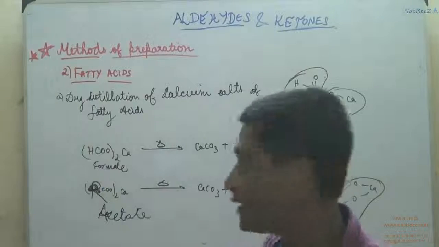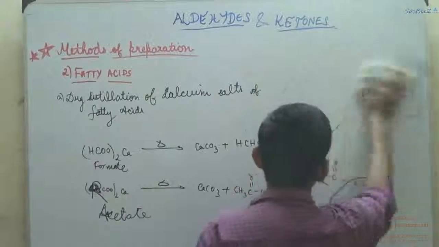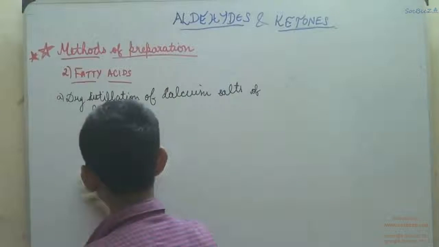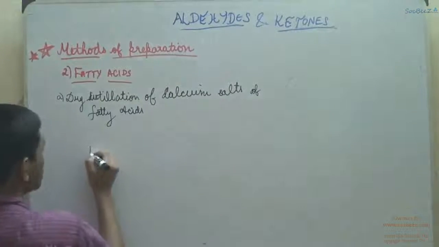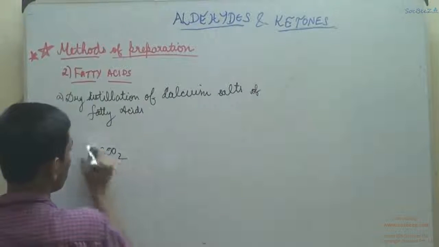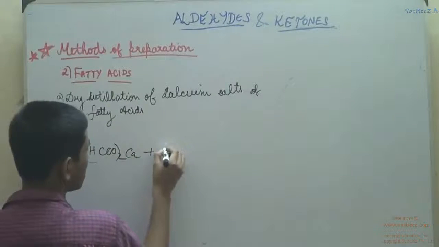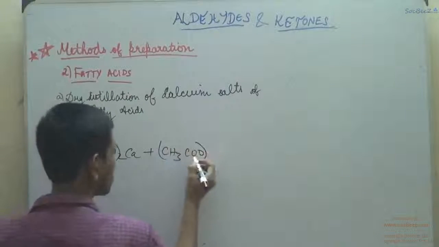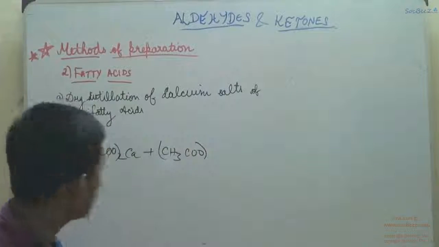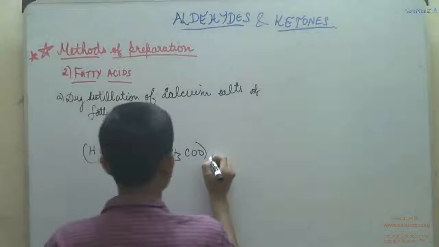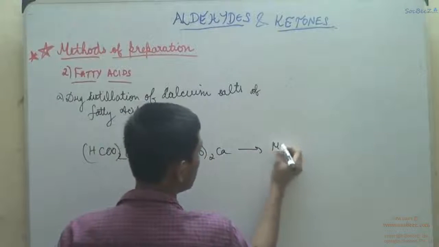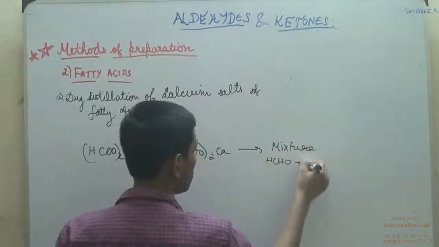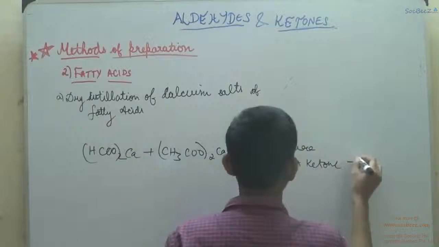Now how to get aldehydes? So this method is not very much used for preparation of aldehydes, but let me tell you, if you use a mixture of calcium formate and calcium acetate or any other calcium salts with calcium formate, then you will get a mixture of formaldehyde plus ketone plus aldehyde.